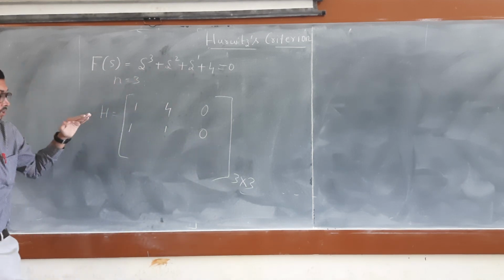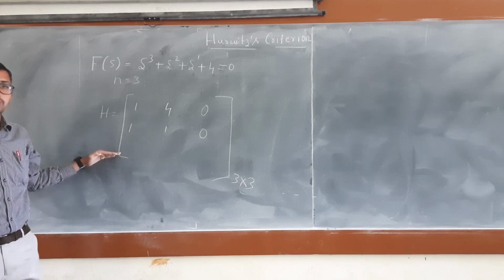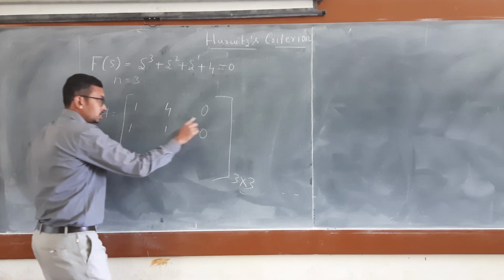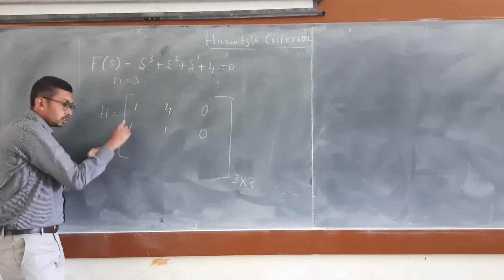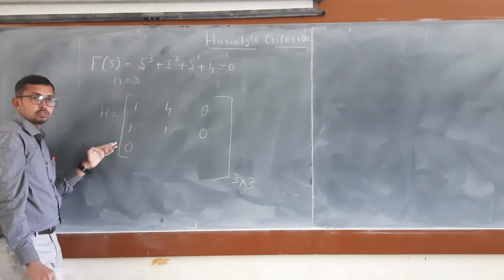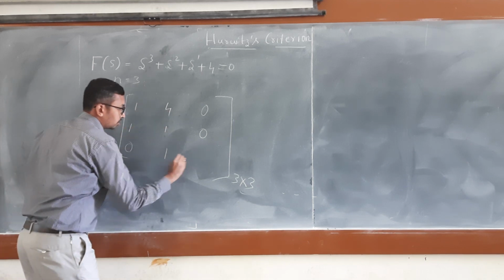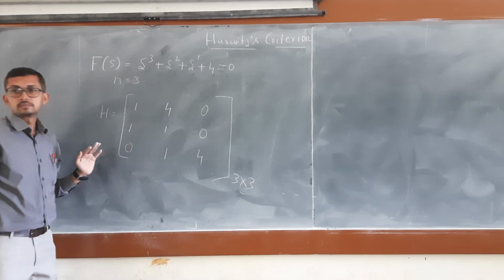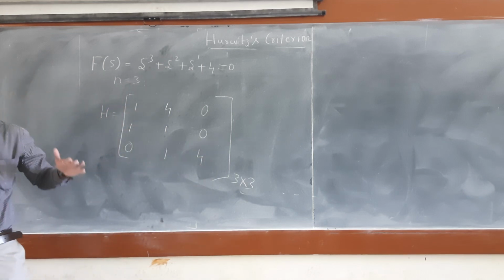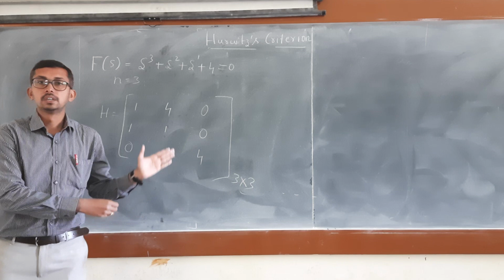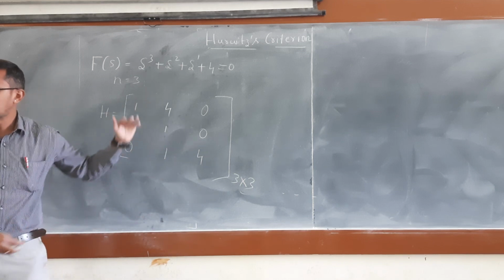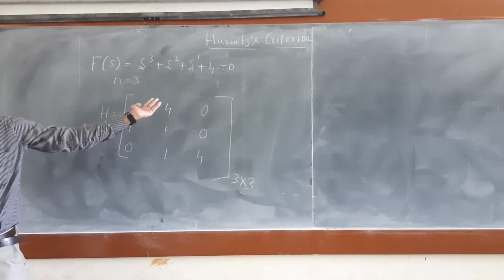So I need to write the third row. For that, what do I need to consider? I need to consider this element, this row. The first element will be 0, 1, 4. Right? So this is what we are going to call the matrix from the given characteristic equation. I hope you got it.